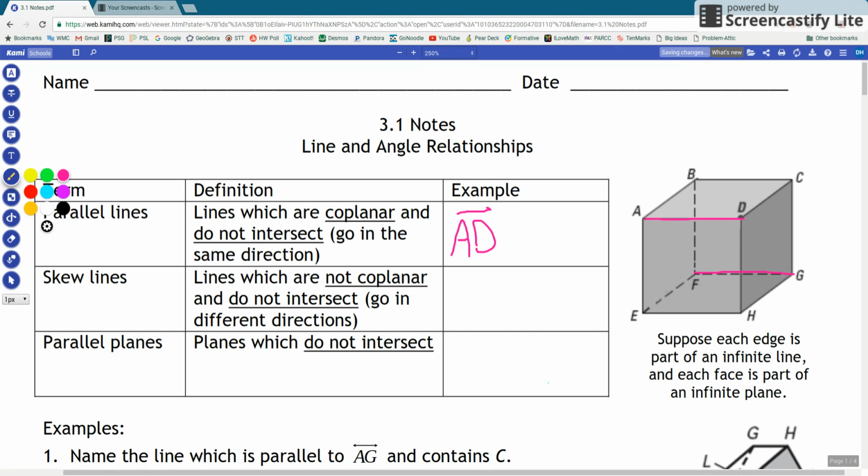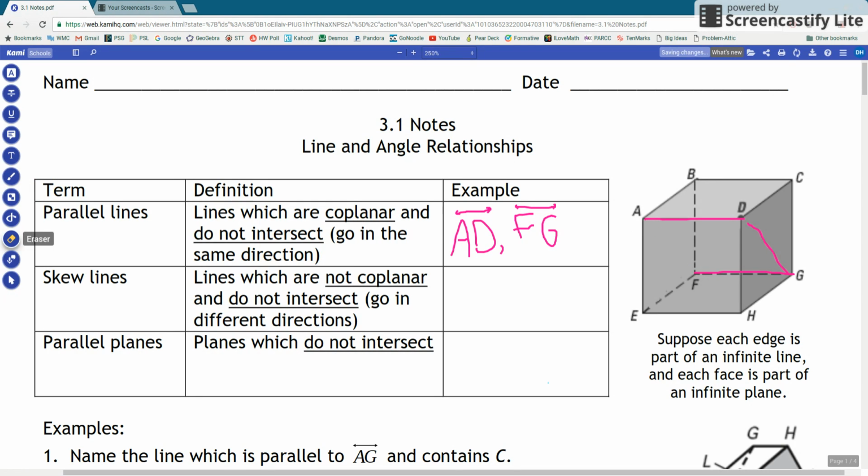A quick trick to identify that they are in fact parallel is that they go in the same direction as each other. So even though they might not appear to be coplanar at first, remember there is a plane that slices through this way. So there is one plane that passes through both of those lines, so they are coplanar.